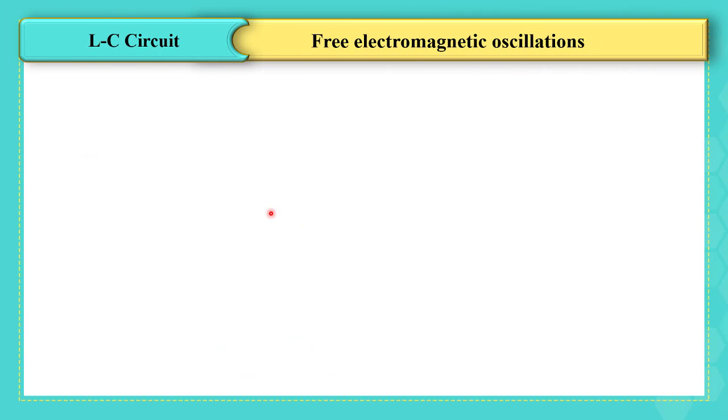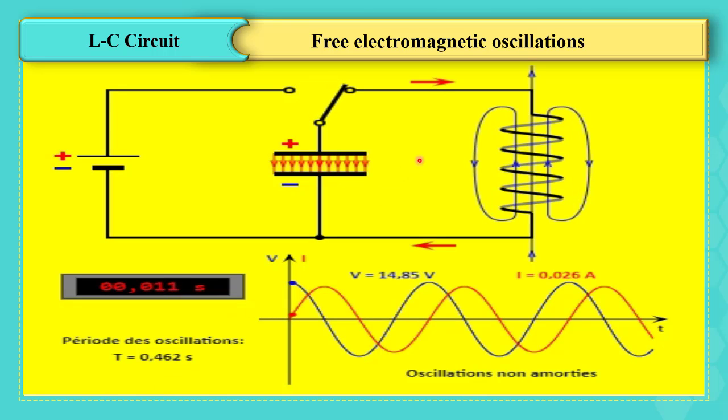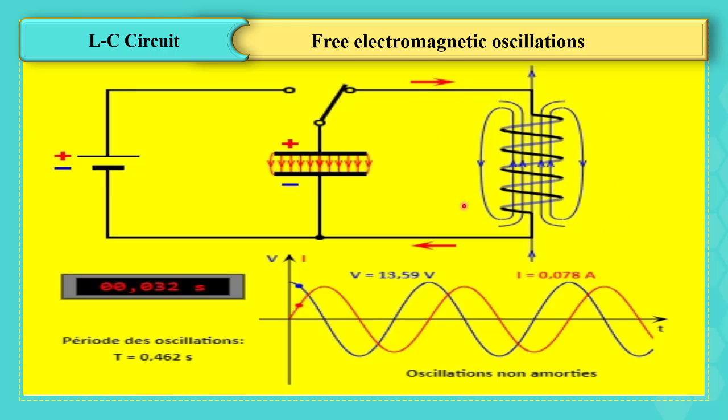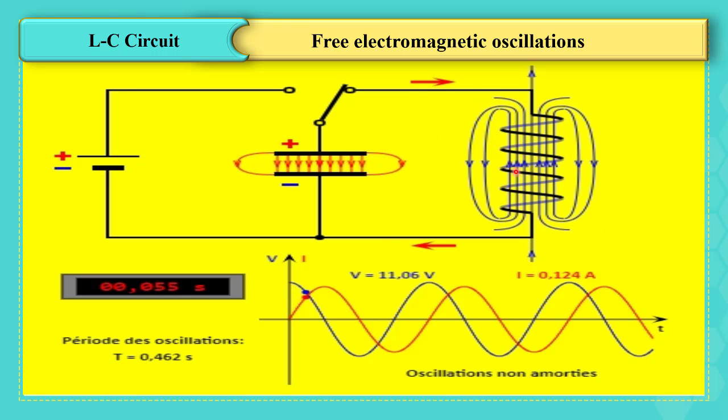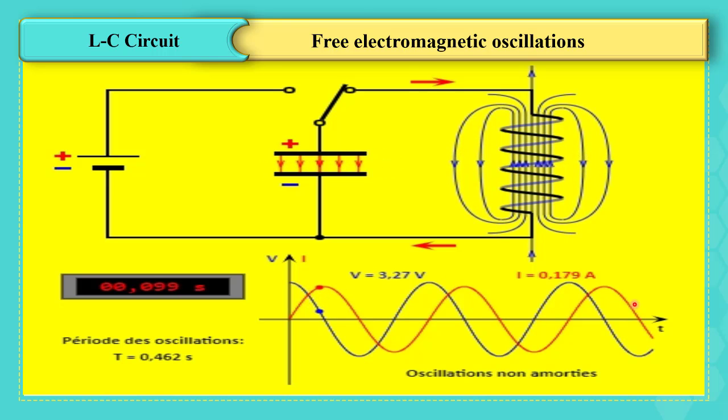Now, in the case of electromagnetic oscillations, two main elements are required: a capacitor and a coil. Both elements store and release energy. Let's say first the capacitor was initially charged. When the capacitor is connected now to the coil, we will observe a certain kind of oscillations between the capacitor and the coil, and the voltage and the current will have a sinusoidal form. This phenomenon can be explained as follows.